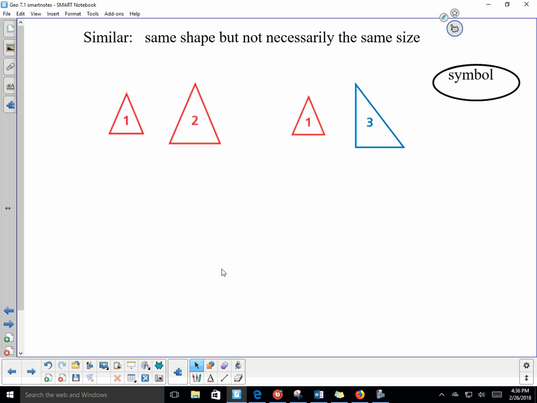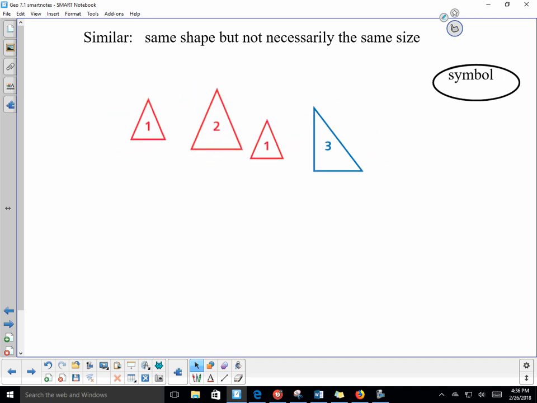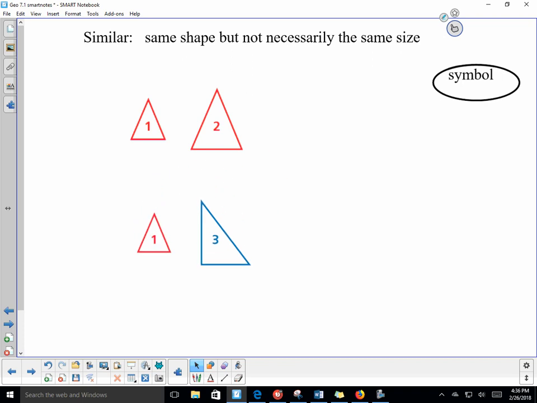So what does similar mean? Similar means that the figures you're looking at will have the same shape, but not necessarily the same size. For example, in our pictures here, it looks like triangles 1 and 2 are maybe similar to each other, but 1 and 3 are not similar to each other.